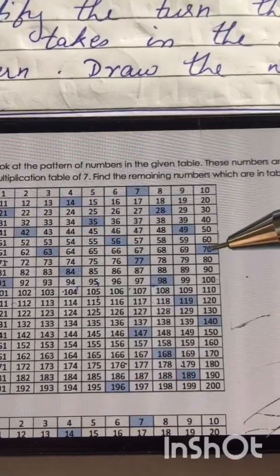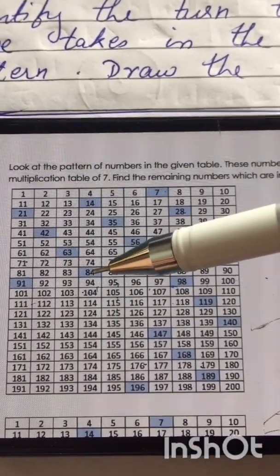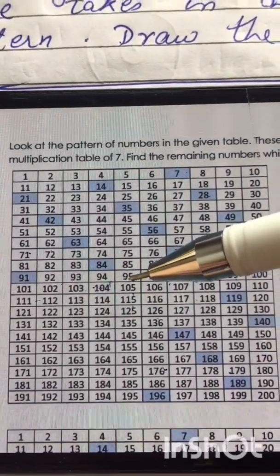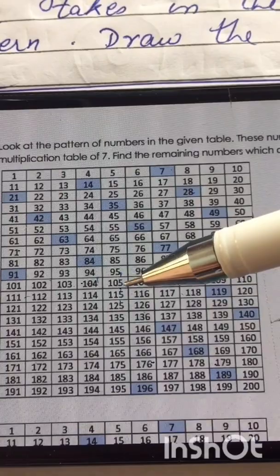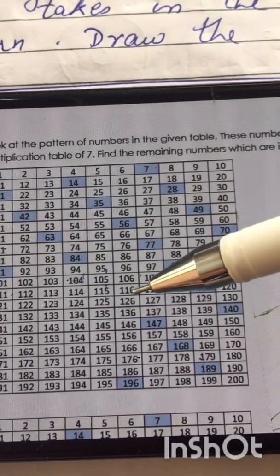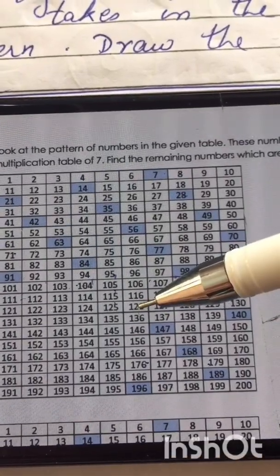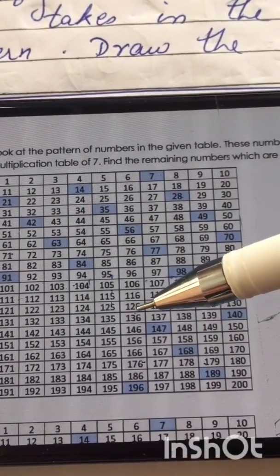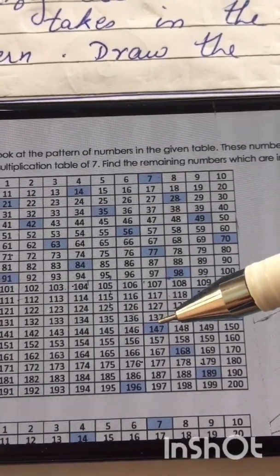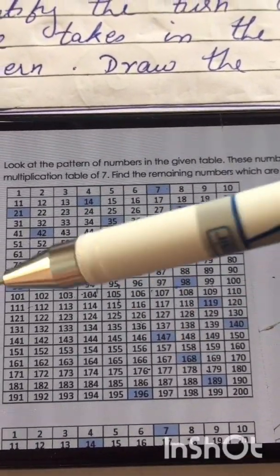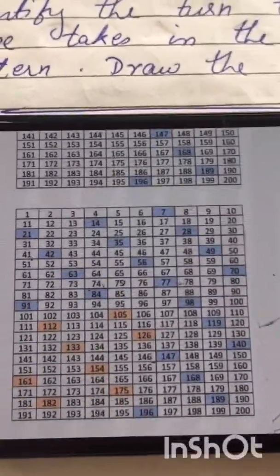Corresponding is 60, below that. Similarly, if you see 84, the corresponding number of 84 here is 95, just below 95 is 105. So 116 is corresponding to 105, just below this is 126. So 126 will come in the table of 7. 137 is the corresponding number below. Similarly, you will find out the numbers given in this table here.